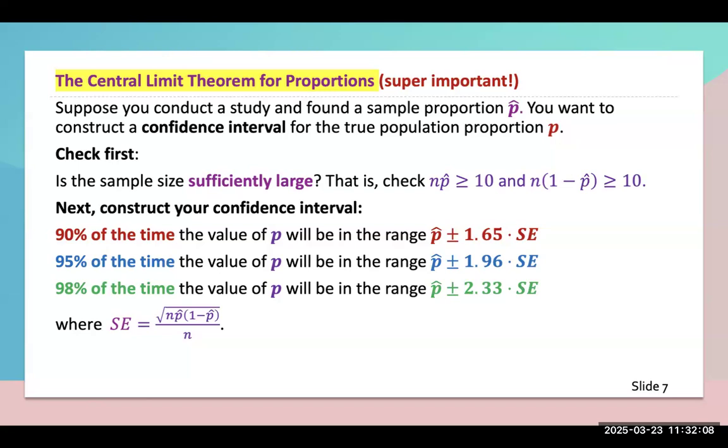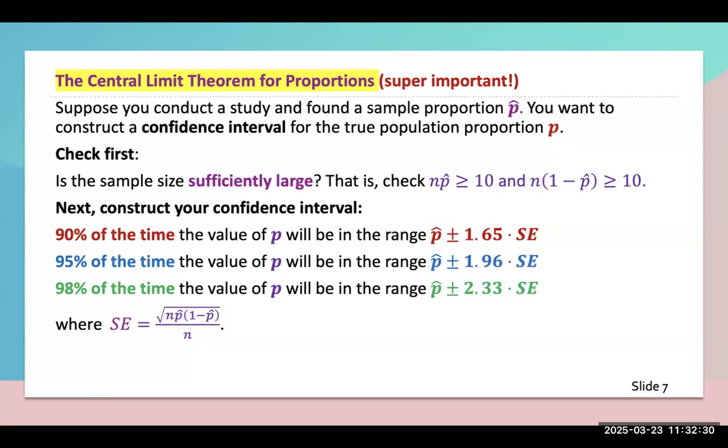98% of the time, the value of the true p will be within the range p hat plus or minus 2.33 times the standard error. You can check this and see using your z-table where I got that number 2.33 from. It's very similar to what we did earlier when we found the number 1.65.